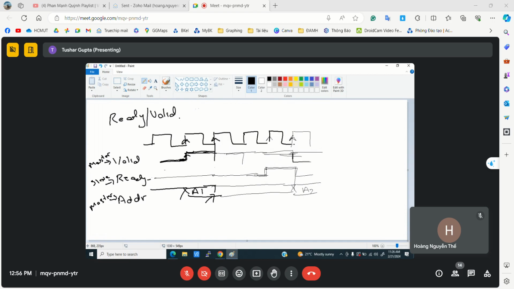Valid, but ready can be high. Ready is not being controlled by the master; it is slave dependent. It can keep the ready high throughout the simulation. Ready is always high to take the transactions. But valid can be high only when the master is requesting some address or some data or response. Okay.